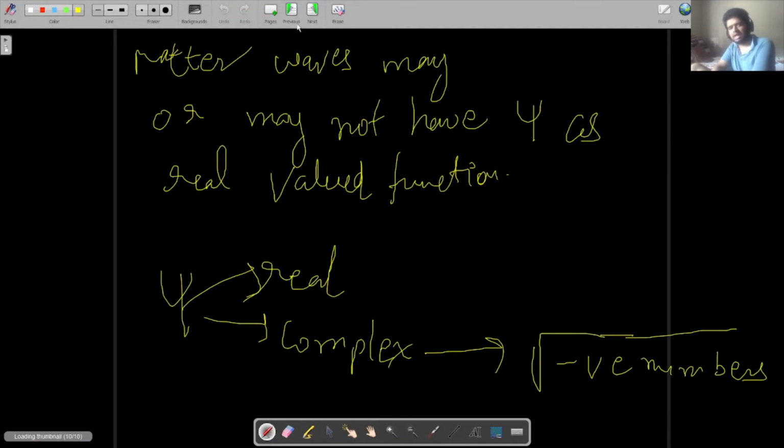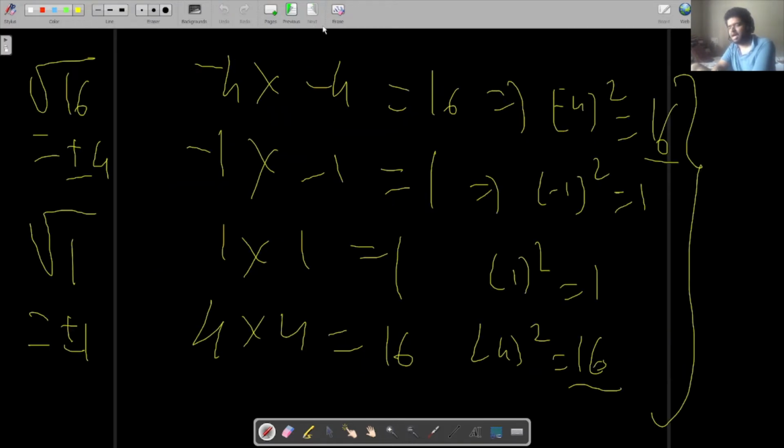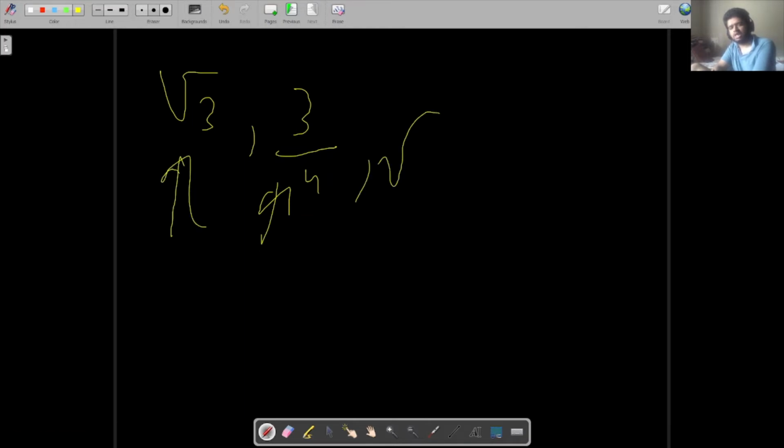But these are real numbers. What are real numbers? You have already learnt in mathematics in the lower classes which type of numbers are real. Root 3 is a real number. 3 by 4 is a real number, and this is a rational number also. Root 2 is a real number, because it is the square root of a positive quantity.